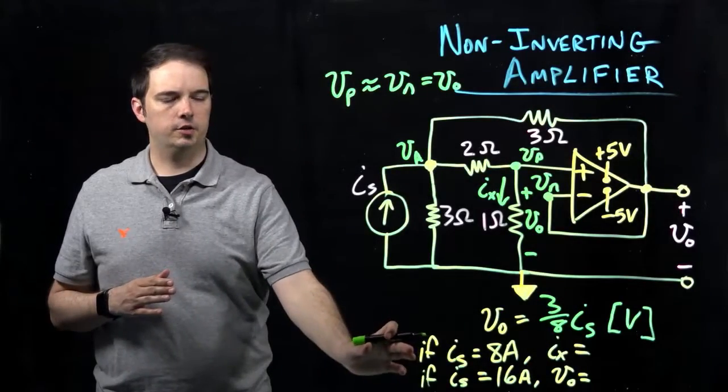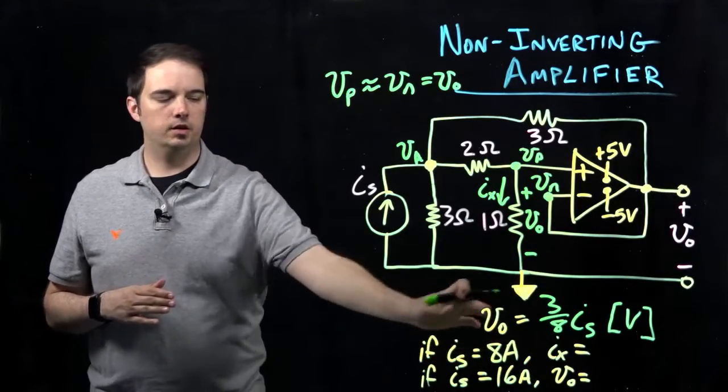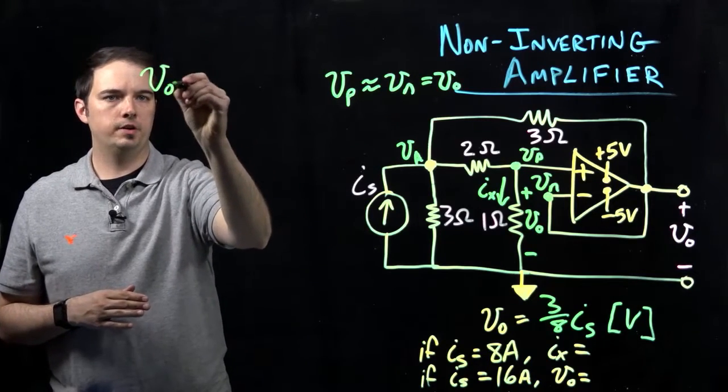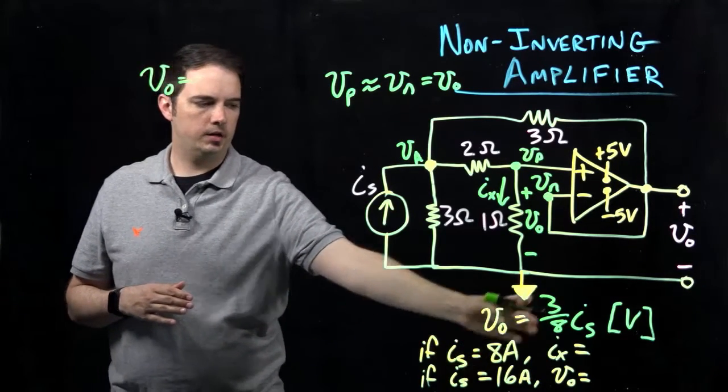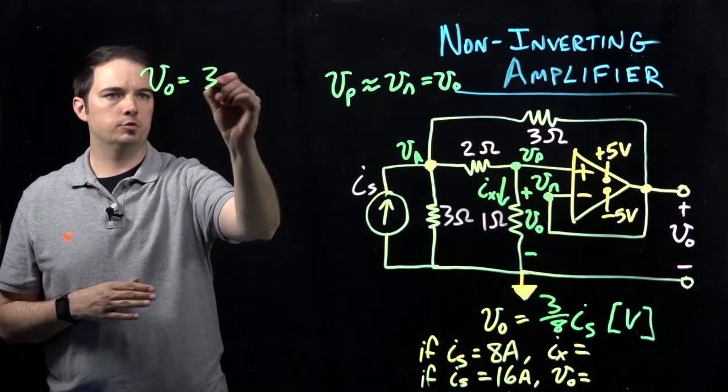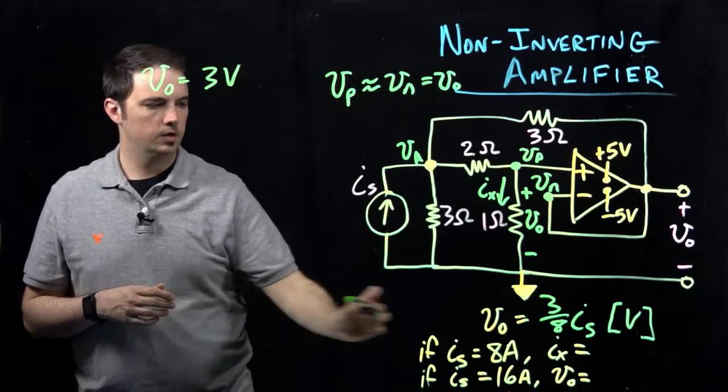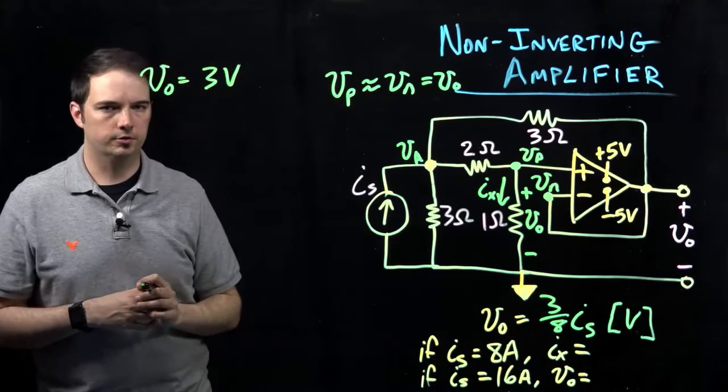Okay, so in the first case here, if IS is equal to 8 amps, what is V naught going to be? If I plug in 8 to here, we should see that V naught will just be equal to 3 volts, right? Again, this is our general expression relating those two factors.